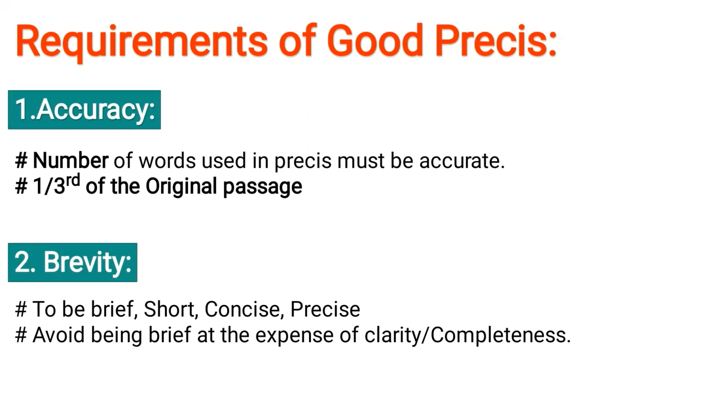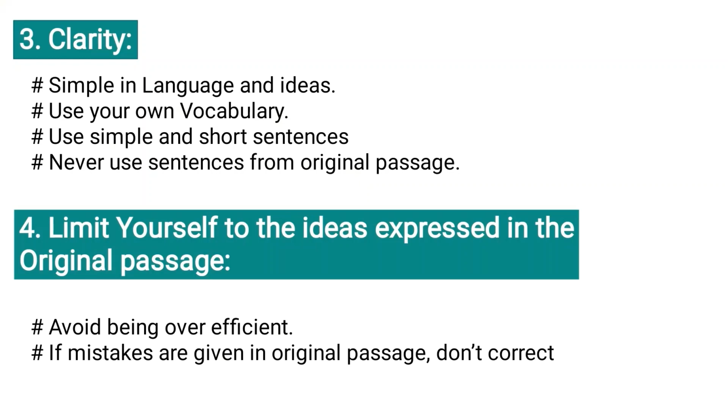Now for example, when you are making a brief or short passage, it does not mean that you ignore all the important ideas and just write a few ideas. So you need to be very complete also. You have to keep all the important ideas, you have to keep the same sense as well. So the first requirement was accuracy and second is brevity. Viewers, the third requirement of a good Precis is clarity.